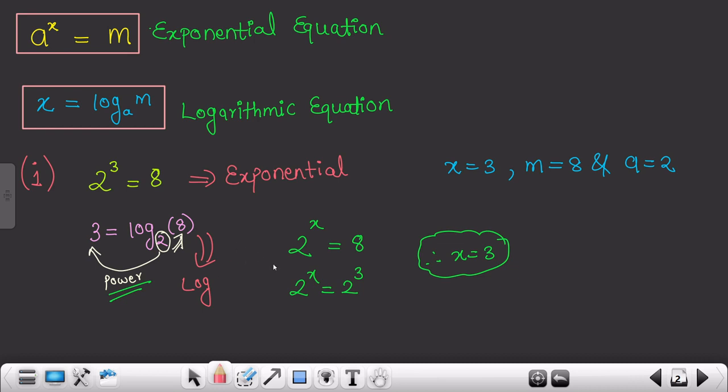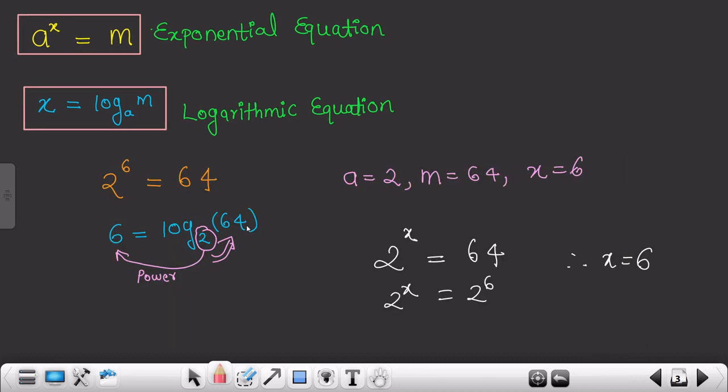Then moving further, we saw the second numerical. Instead of 3 we just took 6, and again we converted this equation. This was the exponential form, this was the logarithmic form. The 6 has gone to the other side of the logarithm. That means log to the base 2 of 64: by what power do you have to raise this 2 such that you end up getting 64? We saw that we have to raise 2 to the power 6, and thus we are successful in getting this number.